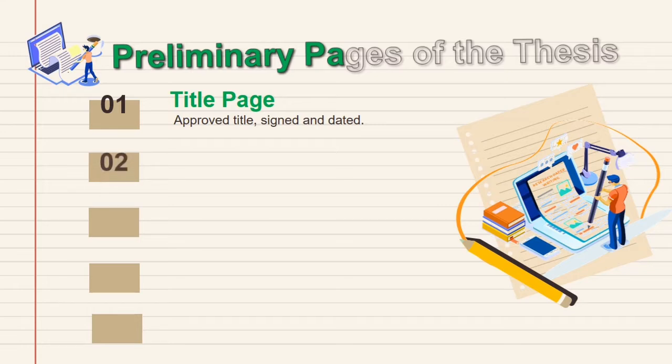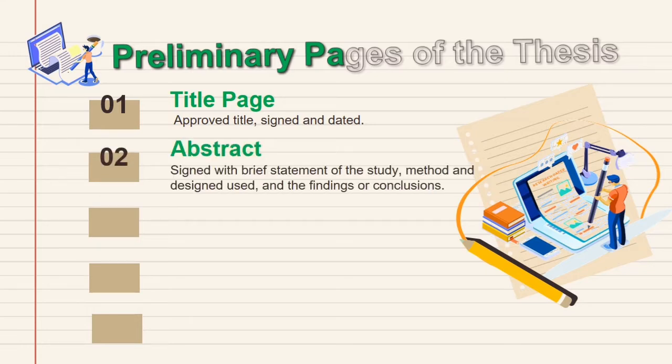Following the title page is the abstract. The abstract must be signed by the student's committee chair. It consists of a brief statement of the nature of the study, the method and design used, as well as the findings or conclusions. It may not exceed 2 pages and must be double-spaced. The title of the thesis and the author's name must match exactly with the title and the author's name as it appears on the title page.